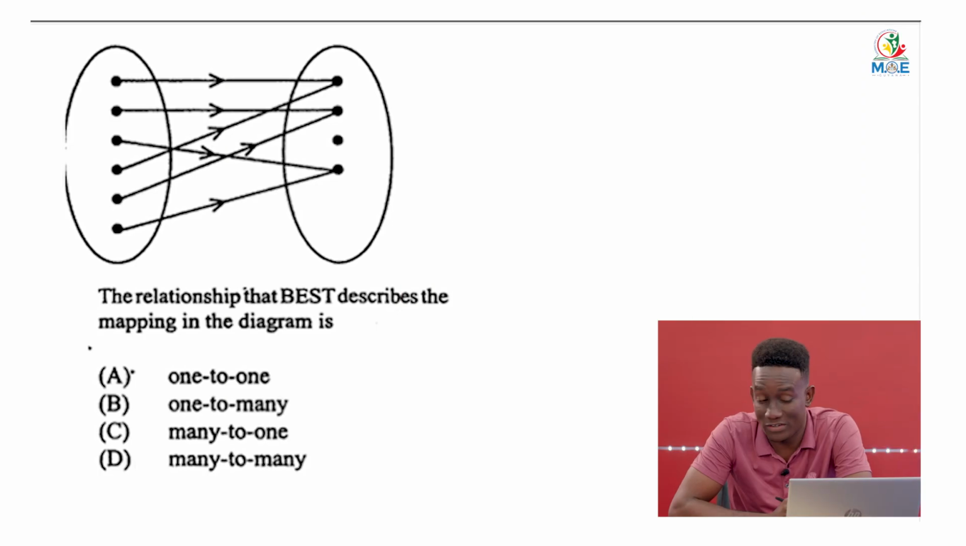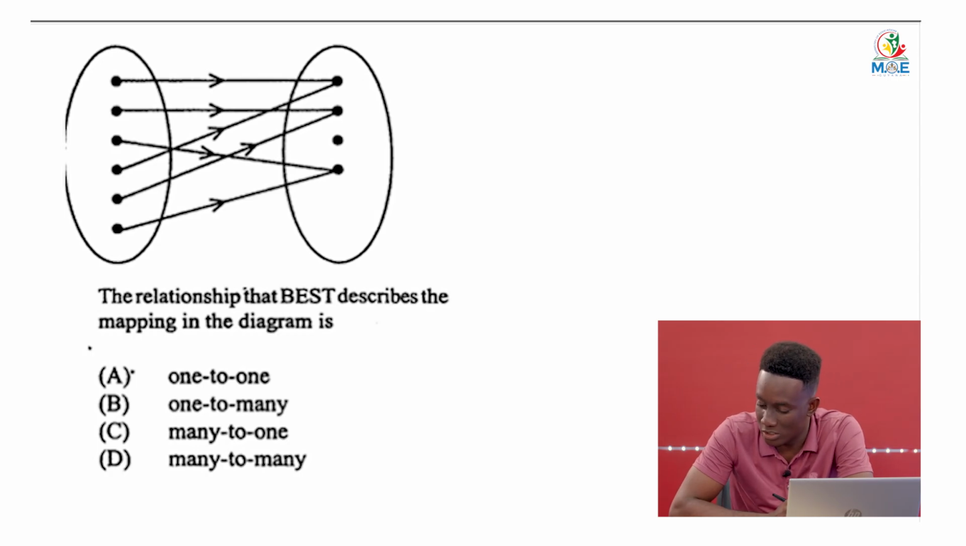In this video, we'll be looking at some multiple choice type questions. And for this video, we're looking at relations and functions. So let's head straight into the first question. This question has a diagram. It says the relationship that best describes the mapping in the diagram is.